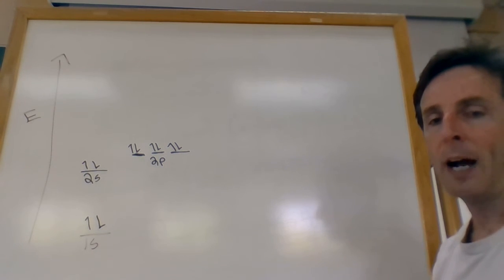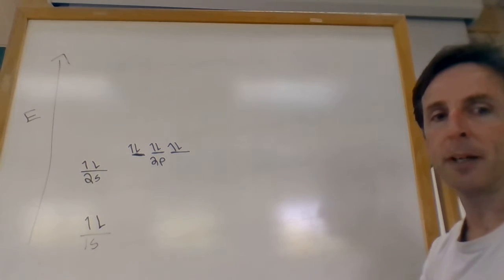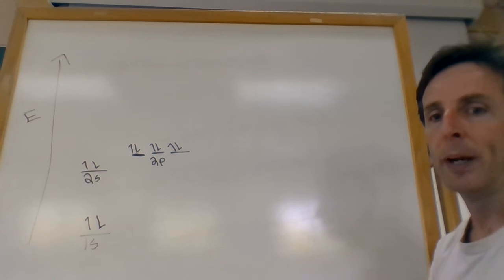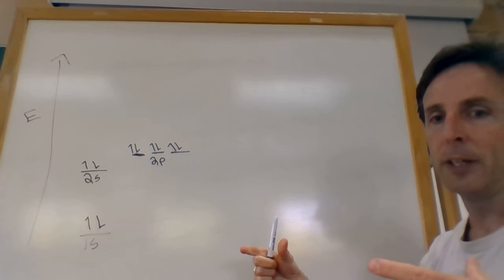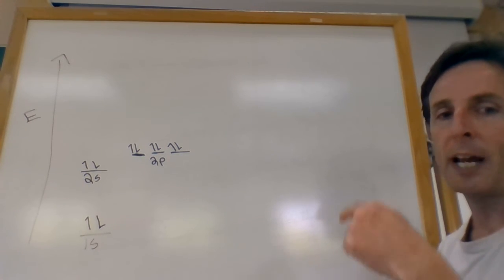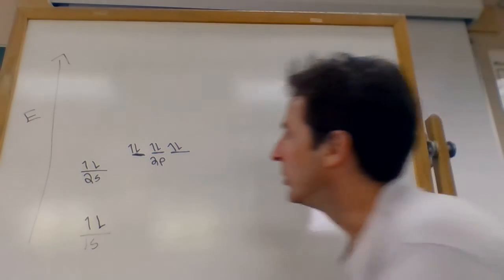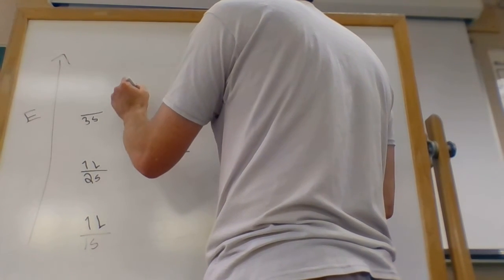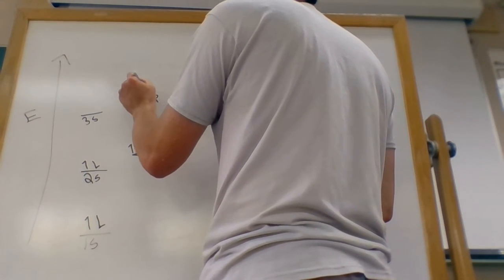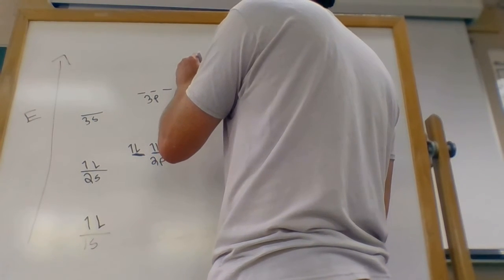So now I have to go further out from the nucleus. Now I'm going to get into the third shell. When I go to the third shell, again, it's higher energy. I'm going to be further out from the nucleus, and I'm going to introduce another set of orbitals. So this time I'm going to have the 3s orbital, the 3p, and the 3d's.